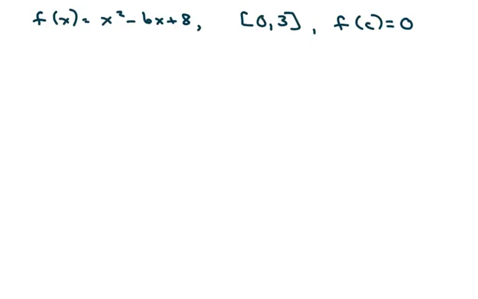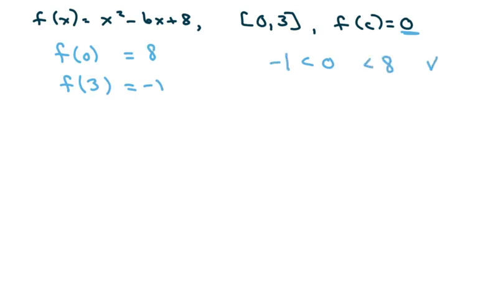The next one, we can do the same thing. We need f of 0 and f of 3. That's your a and b. So f of 0 equals 8, and f of 3 equals -1. So we need to know if 0 is in between -1 and 8. It is. So now we have to find the value of c that makes this k true.